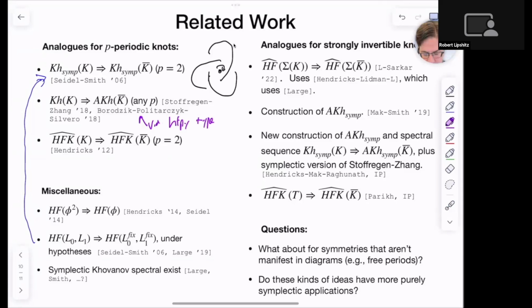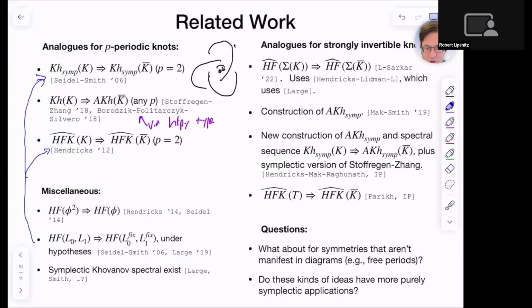There's also a related family of invariants, Heegaard Floer homology. And someone proved an analog for p-periodic knots for Heegaard Floer homology, that there's a spectral sequence relating the knot and its quotient. Again, this is in the case p equals 2, and that restriction comes from the fact that the Seidel-Smith theorem is an input there.